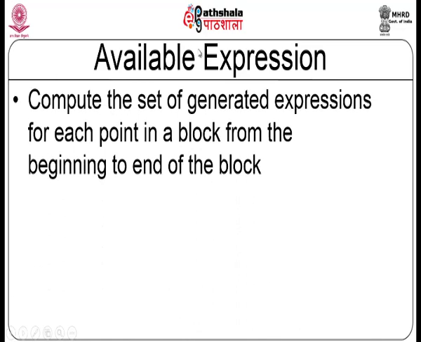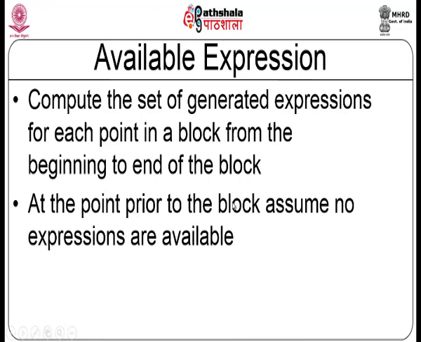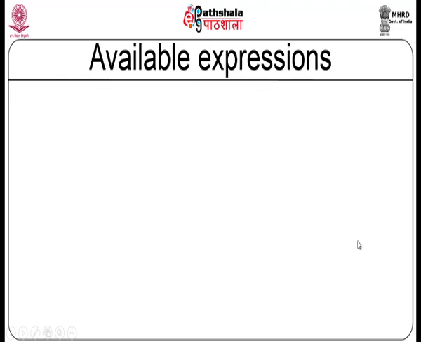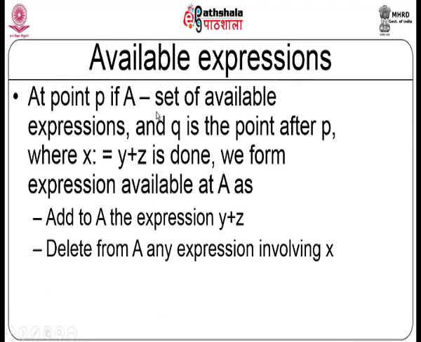Now, how do we handle this? Compute the set of generated expressions for each point in a block, from the beginning to the end of the block. At the point prior to the block, assume no expressions are available. We said that there is a point before every statement. At point P, say A is the set of available expressions and Q is the point after P where I have computed x is equal to y plus z. We form the expressions available at Q as follows, using these two steps.